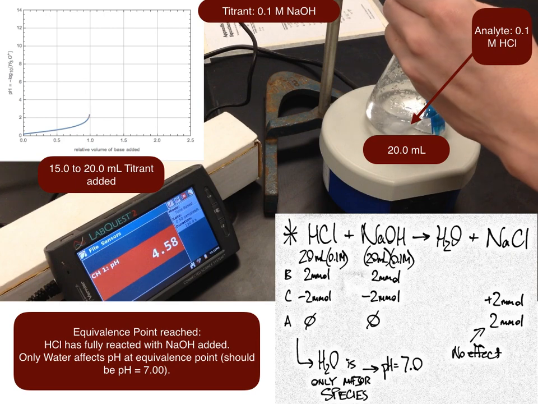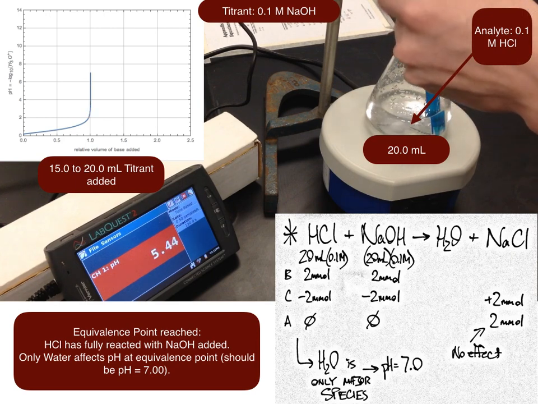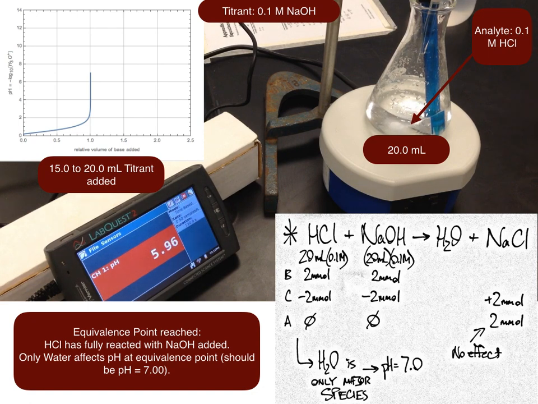However, in this case, we now approach the equivalence point, a point at which the reactants are in exact stoichiometric relation to each other. At this point, the pH of the analyte will only be dependent upon water, and the pH will be 7.